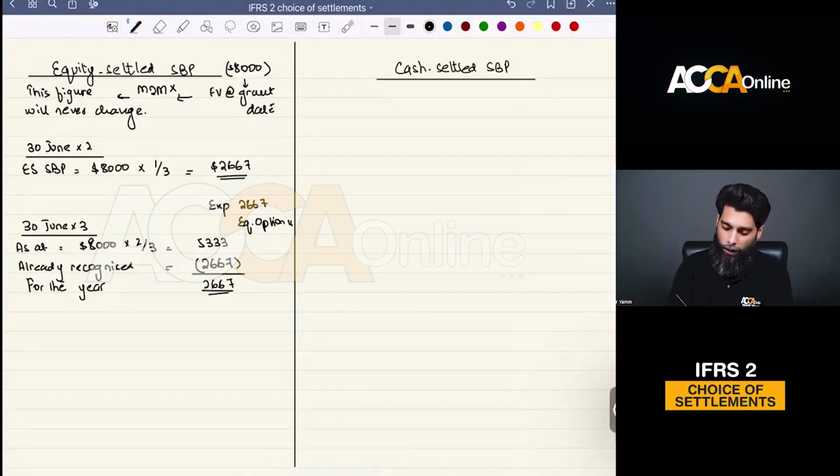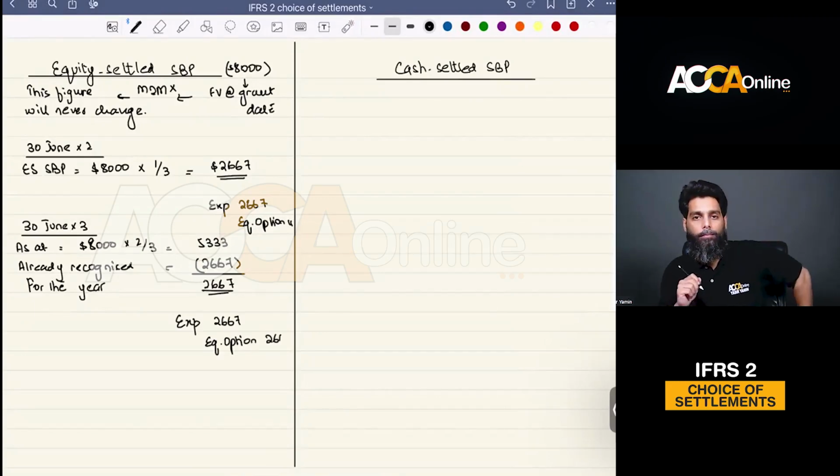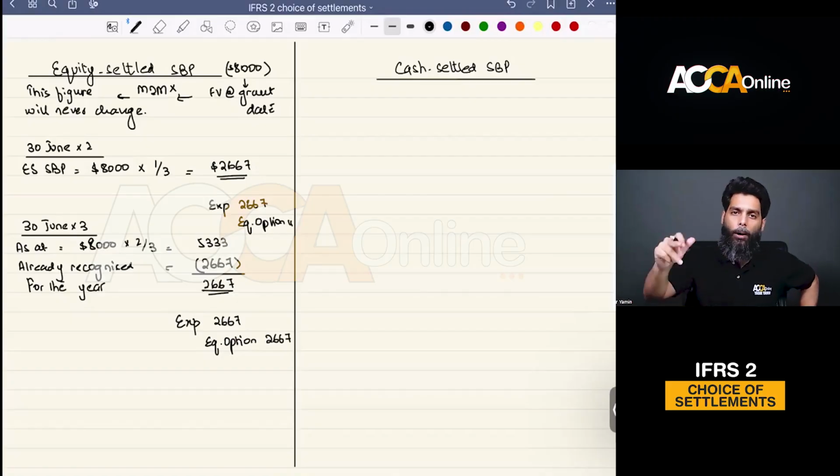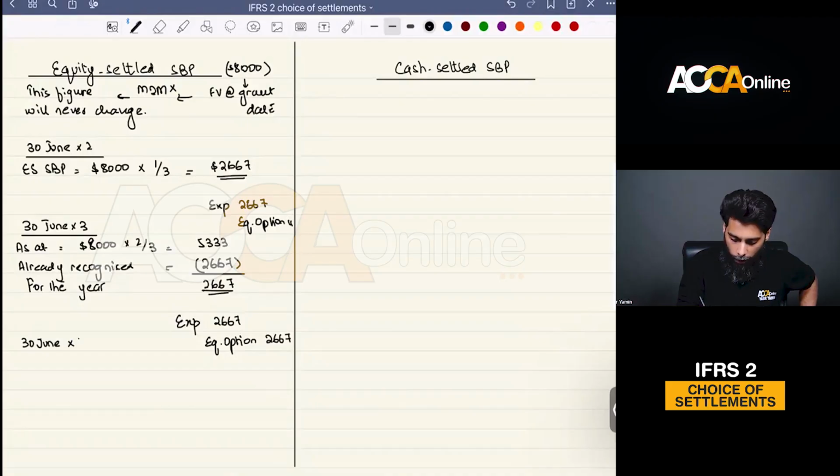Is it clear to everybody? Sir, what is going to be the accounting entry in this period? Same. Expense debit 2,667. Equity option credit 2,667. The same accounting entry. Is it clear to everybody? Come on, just let me know if it is clear to you. Sir, what are we going to do in the third and the last year? 30th June X4. Any idea?